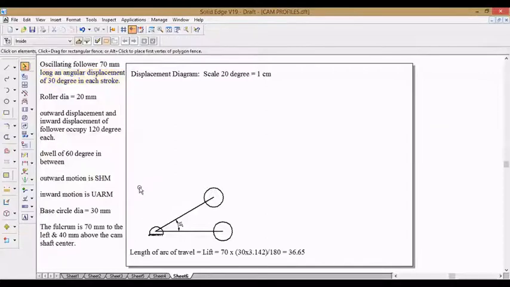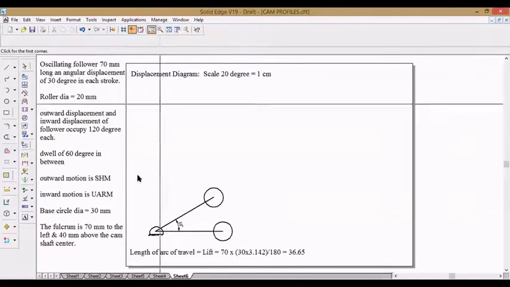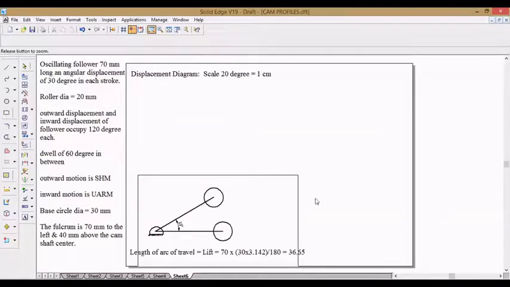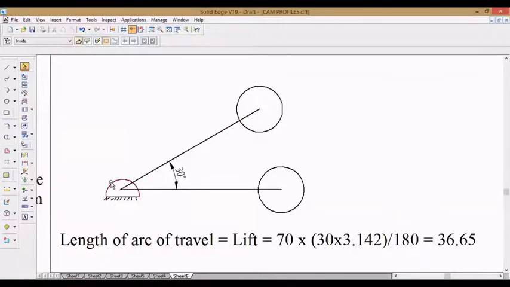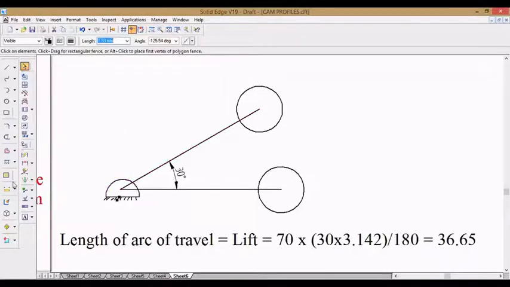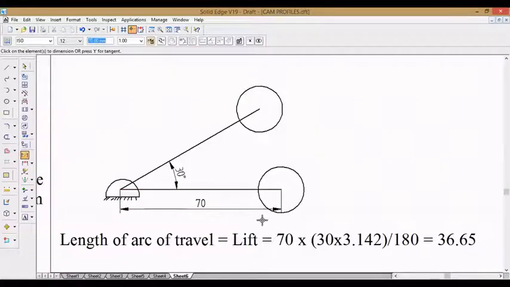So here I have drawn an oscillating follower. We will consider this part as a pivot. And this is the oscillating follower. The length of the oscillating follower he has given, that is 70 mm. Then the diameter of the roller for oscillating follower is 20 mm. It is taking the angular displacement 30 degree.